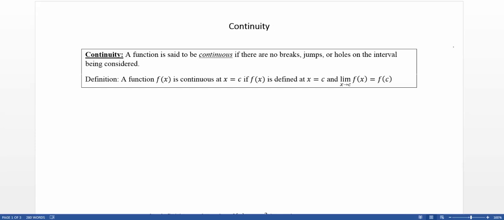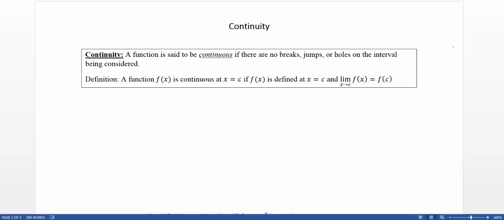Continuity. A function is said to be continuous if there are no breaks, jumps, or holes on the interval being considered. Generally, when graphing a continuous function, we say that a function is continuous if you can draw it without lifting your pencil off the paper.